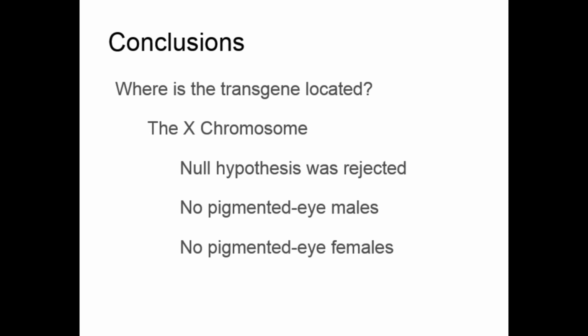Due to the fact that the data for the X chromosome shows no cases of white-eyed females or red-eyed males, and the chi-square values of both the class and group indicate that the expected phenotypic ratio for males and females with white eyes and pigmented eyes for the null hypothesis was not observed, the X chromosome is the most likely location for the transgene.